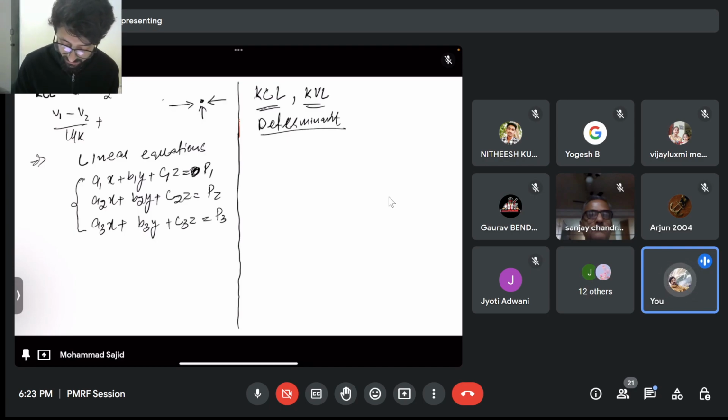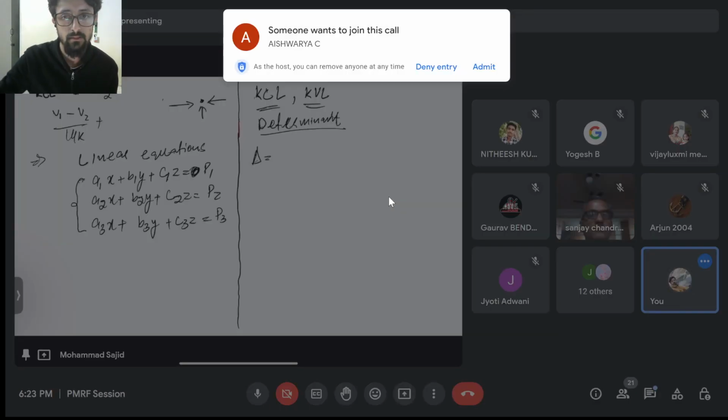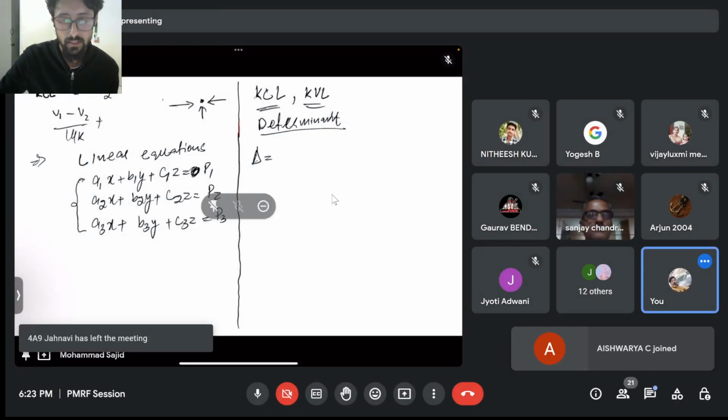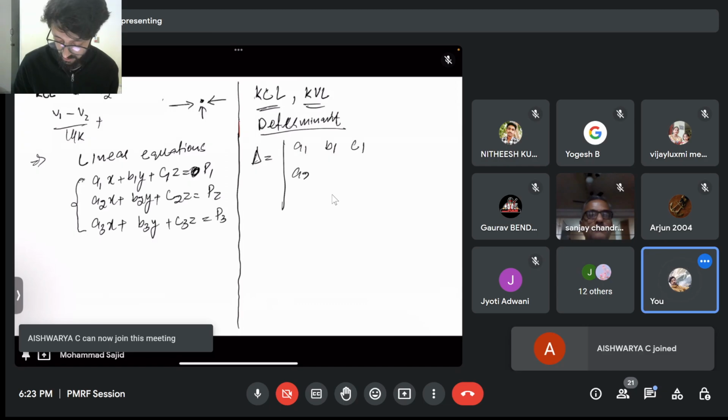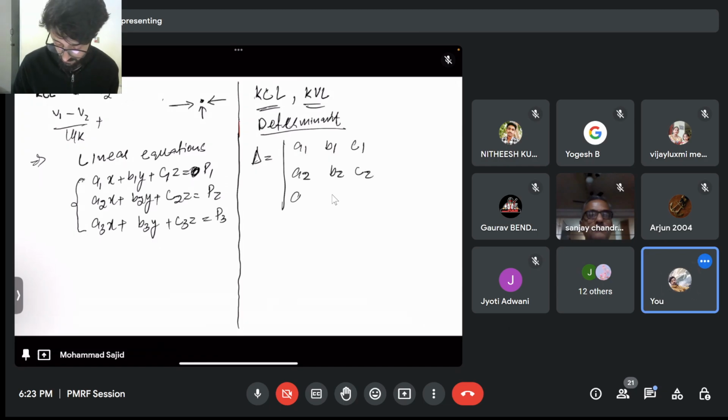So if you have to find the determinant, what will you write it as? Someone is joining, right? Please correct me if I'm wrong. So we can be in this session together, right? Okay, so this is the main determinant, delta.